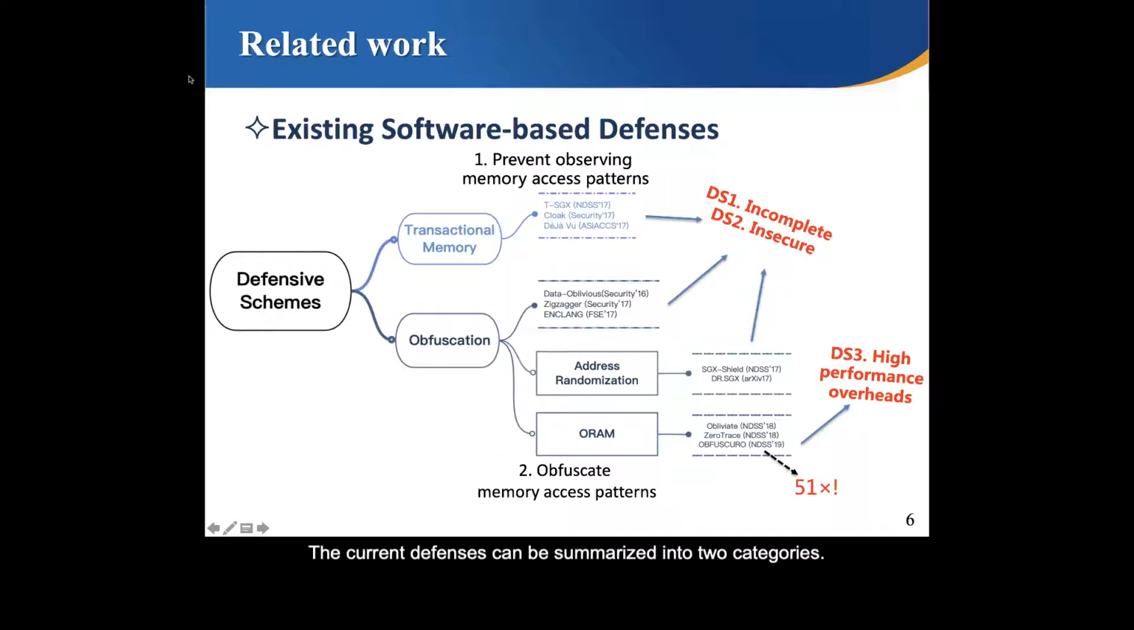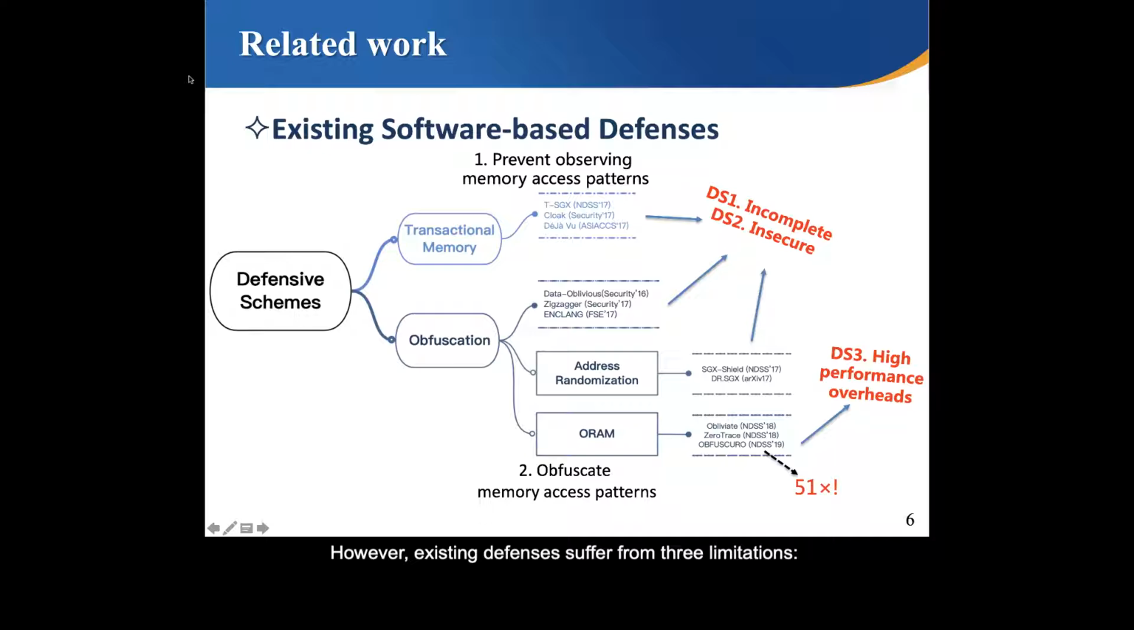The current defenses can be summarized into two categories. The work in the first category uses transactional memory to prohibit the generating of AEX. The work in the second category aims at obfuscating the execution of the program, so that they're able to confuse the attackers about which part of the program is being accessed.